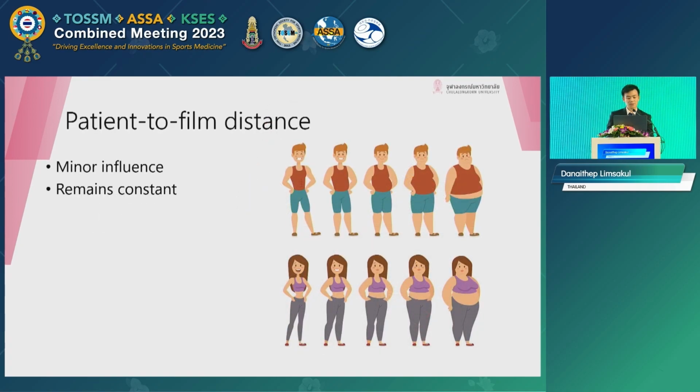Next is the patient to film distance. So we have a variety of patients in our hospital, and probably yours as well. On the transformation of the hip on the radiograph, the patient film distance has only minor influence. For an individual patient, the patient film distance usually remains consistent, even though inter-individual differences exist, since the increased body volume mainly affects the anterior part of the body, even in very obese patients. The distance between hip joints and the table shows minor variation.